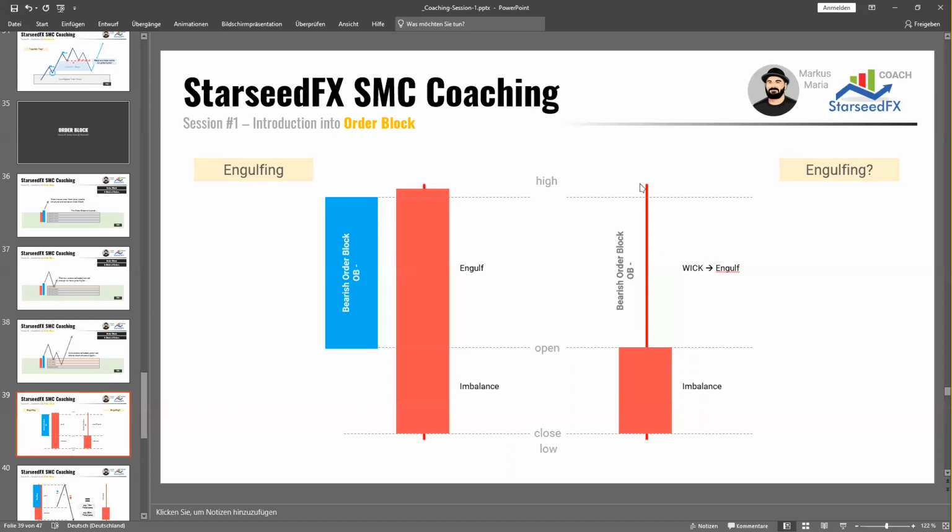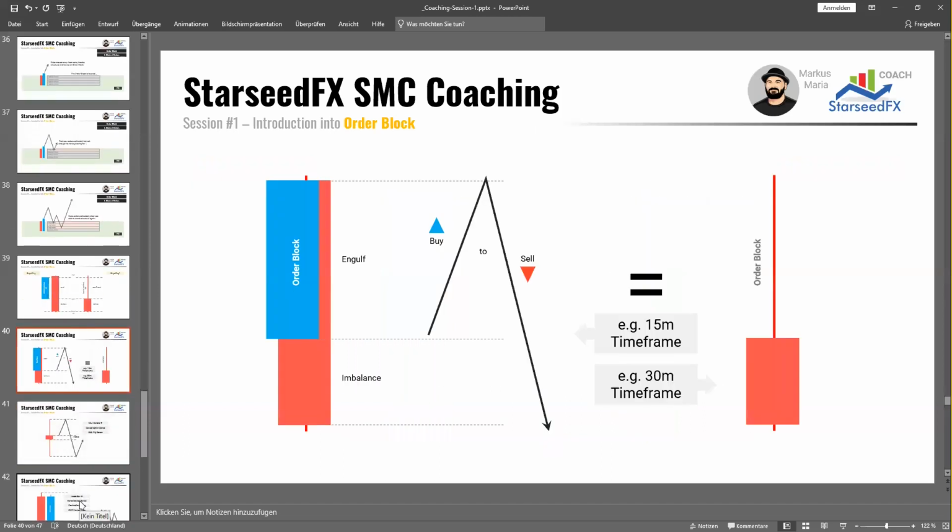If you have a look at order blocks, why is this the case, that there is a bearish order block in this case in the wick? Because all you have is a buy to sell situation. Price goes up, then goes down. And that's exactly the same as what you have here. Price goes up and then goes down.